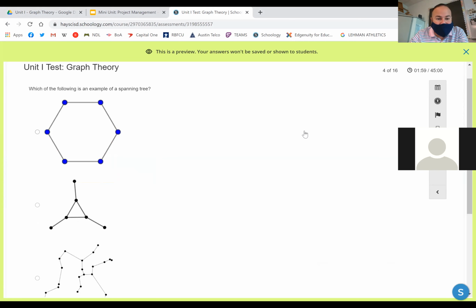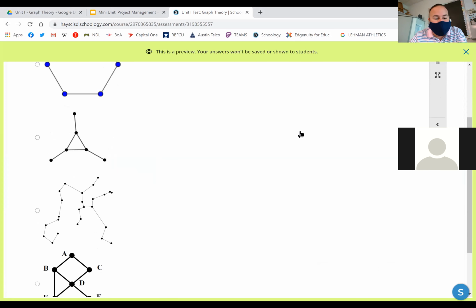Next question, which of the following is an example of a spanning tree? This is a question that was almost like 98% correct. The correct answer is this one right here. This one is a tree because it does not have any cycles. Next question.